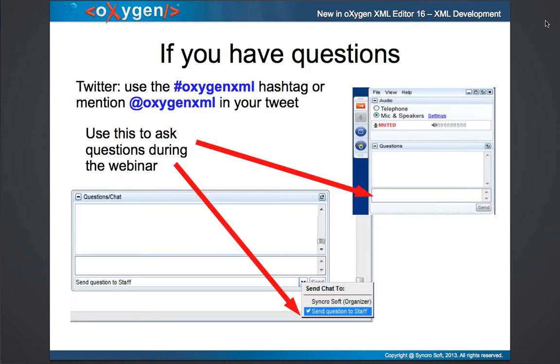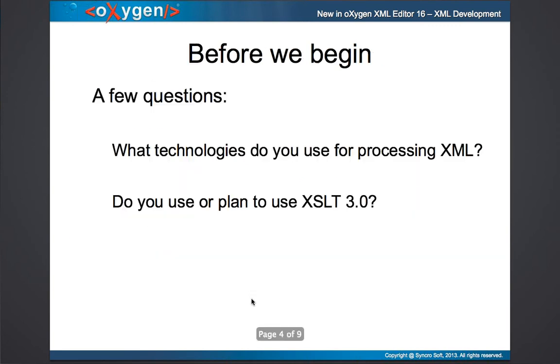During the webinar, you can ask questions either on Twitter using the oXygen XML hashtag or mentioning oXygen XML in your tweet. And of course, you can also use the questions panel in the GoToWebinar interface. And depending whether you are on Windows or Mac, it may look either like this or like this below.